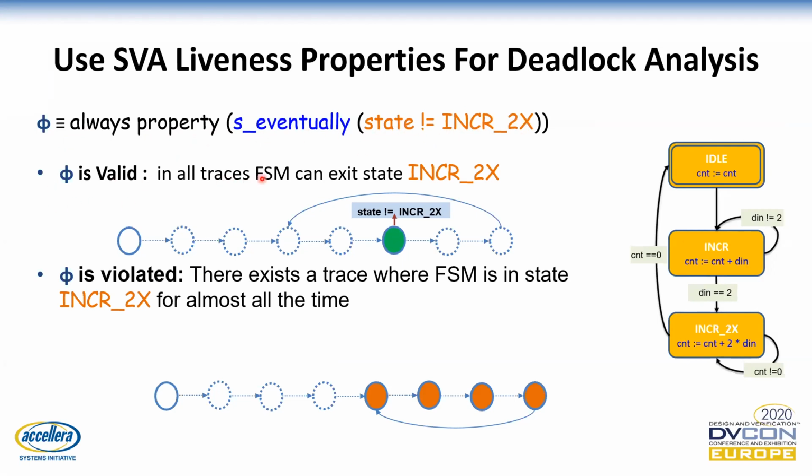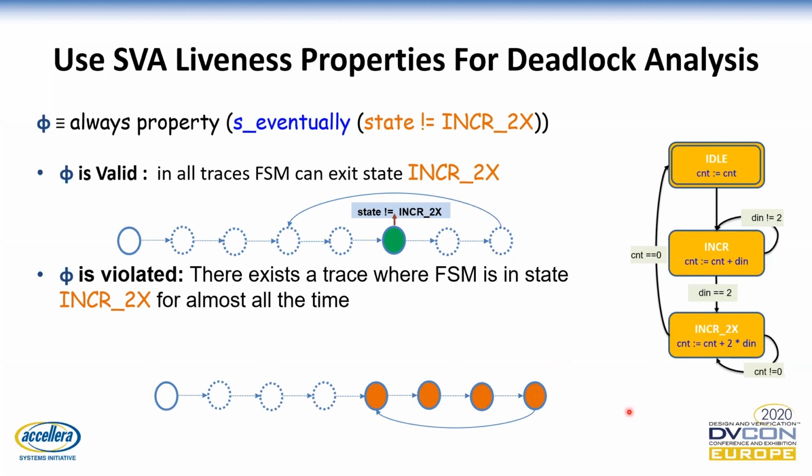So if I have a proof, it means that every computation path has a loop where the FSM state can be different from the incremental to X. So this means that FSM is always able to exit the incremental to X state, which is nice, and we have no deadlock. In case that this property is violated, then there exists a trace with a loop where the FSM state is all the time in the incremental to X state.